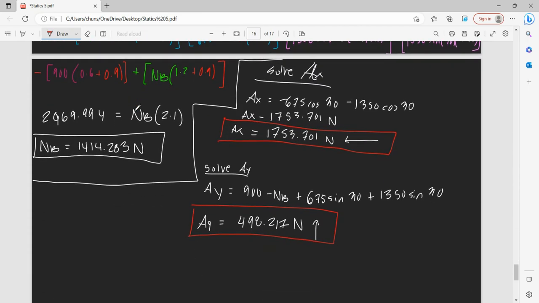So always be careful when you have some complex geometry with your beams, and make sure you're careful with formulating your equations according to direction.